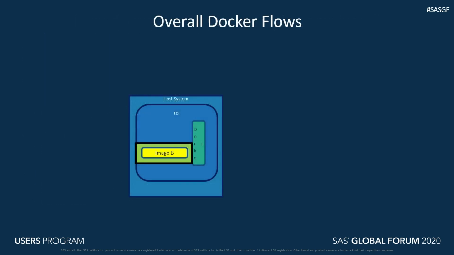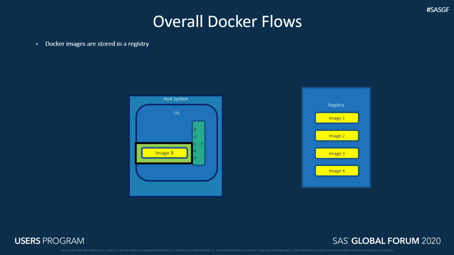The overall Docker flow: let's suppose in our host system we have the OS, we have Docker installed, and we have an image. Docker images are stored in a registry. We talked about the public and private registries. A Dockerfile describes how to create a new image. I'm just trying to give you a quick visual reminder of what we talked about.